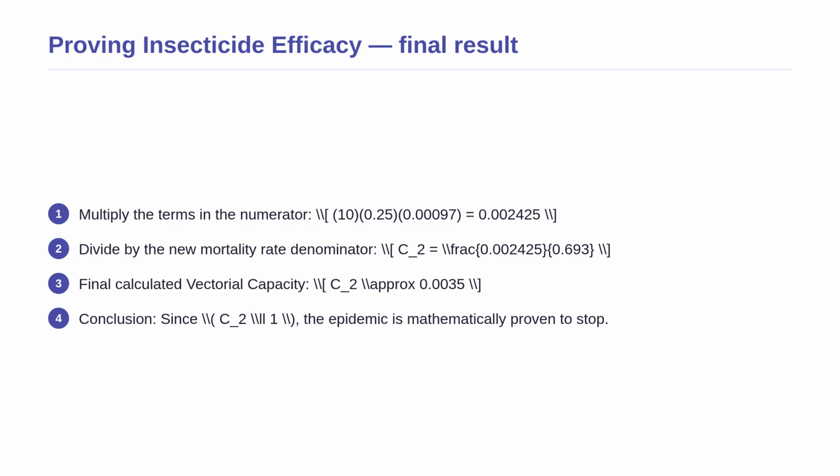Because this number is now far below 1, the disease can no longer sustain itself in the population. We have successfully proven mathematically why targeting the adult survival rate of insect vectors is the most powerful and effective way to stop an epidemic in its tracks.